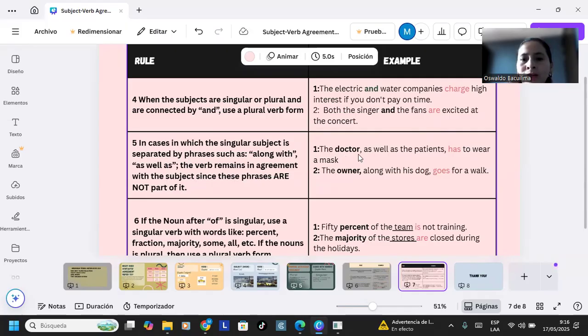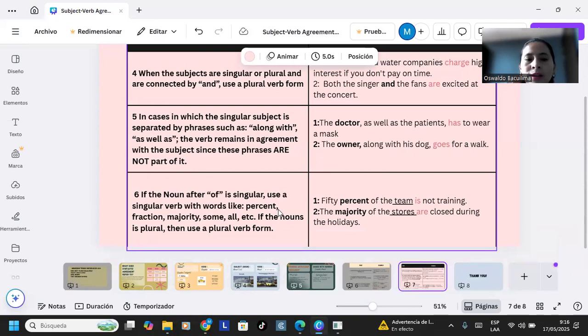For example, the doctor as well as the patient. For example, here is doesn't mix. The verb goes in singular form because of the rule. It is following as well as, and this sentence is following as well as the patients. And the second, the owner along with his dog goes for a walk, because just the owner. Pay attention here. The along with dog doesn't remain in the agreement with the subject.